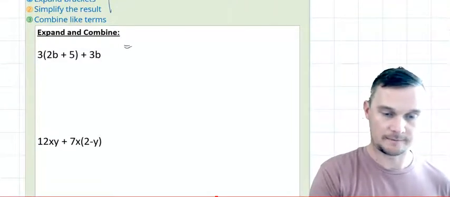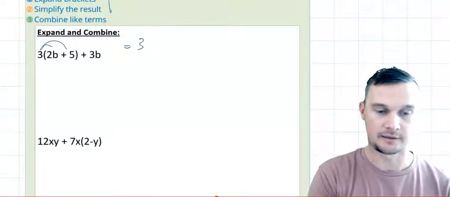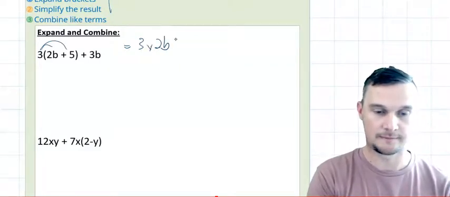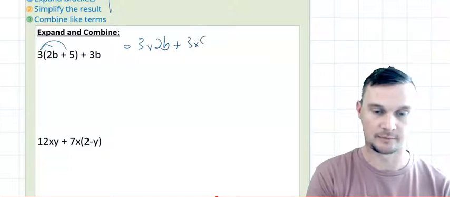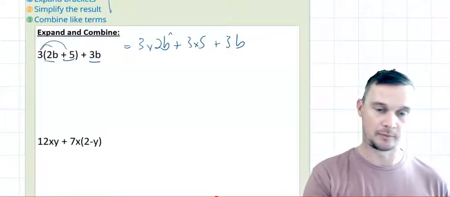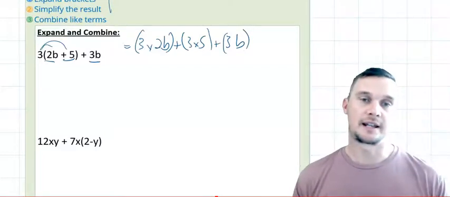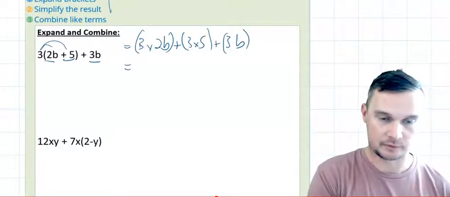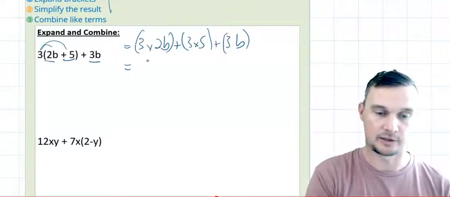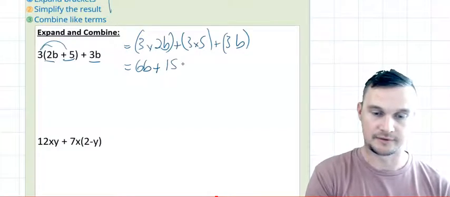So what I've got here, I have 3, and I'll do my distributive law first part here. So I have 3 times 2b plus 3 times 5 plus 3b. So you can see I've got each of these sort of terms that I've had to break out. And if I put brackets around it, maybe that might make it easier for you to visualize that. So now that I've done that, I can just combine from there. So I'll complete each part. So 3 times 2b will give us 6b, plus 3 times 5 is 15, plus 3b.